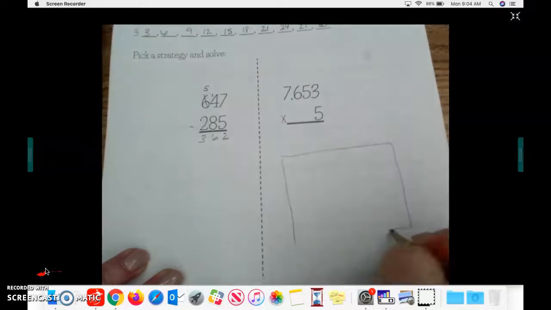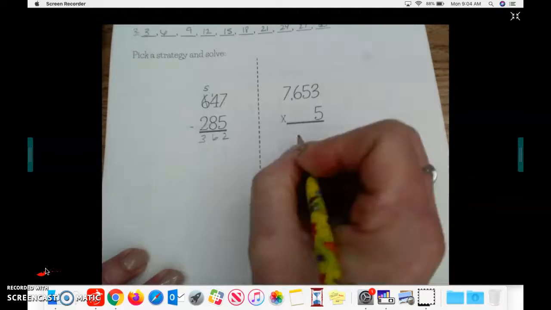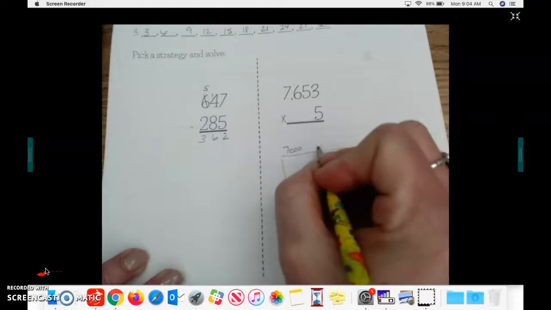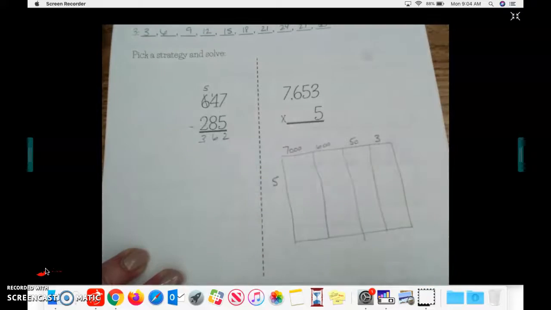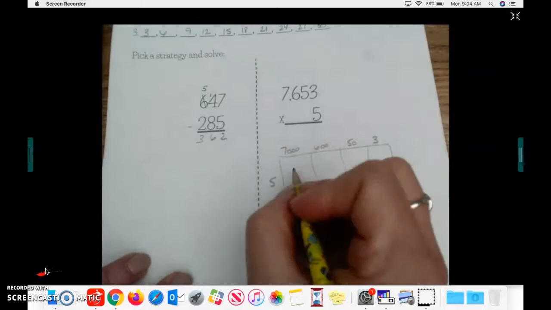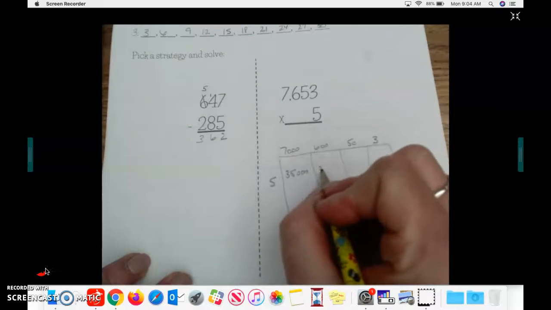For our multiplication, I need 4 columns. So I have a 4-digit number. I'm going to break that down to expanded form. So I have 7,653, and I'm going to multiply each of those by 5. So 5 times 7 is 35, 3 zeros. 5 times 6 is 30.